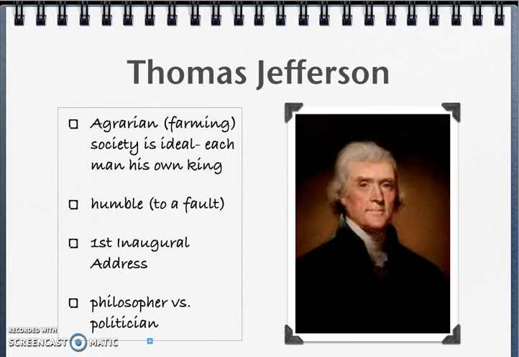So we're going to spend a lot of time talking about Thomas Jefferson. So it's important probably to get a little background on him. He was a man that deeply believed that an agrarian society was the most democratic society. The reason for that is because if each man is a farmer, according to Jefferson, then each man gets to be his own king.